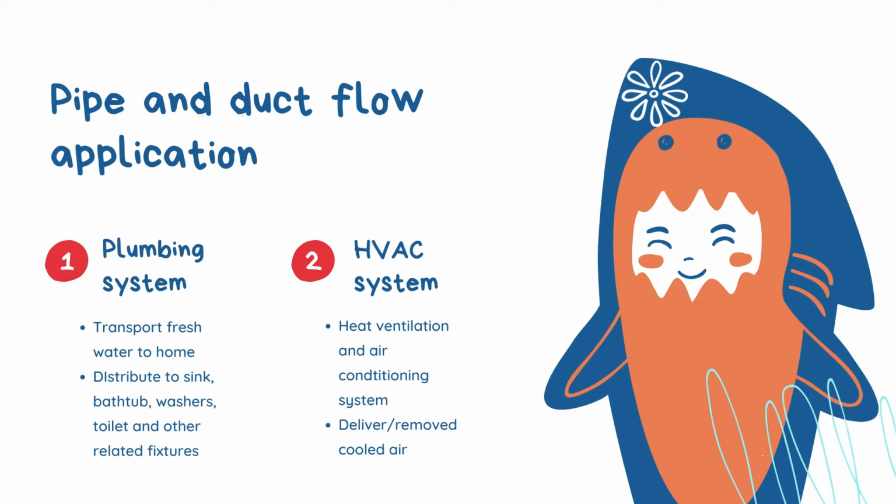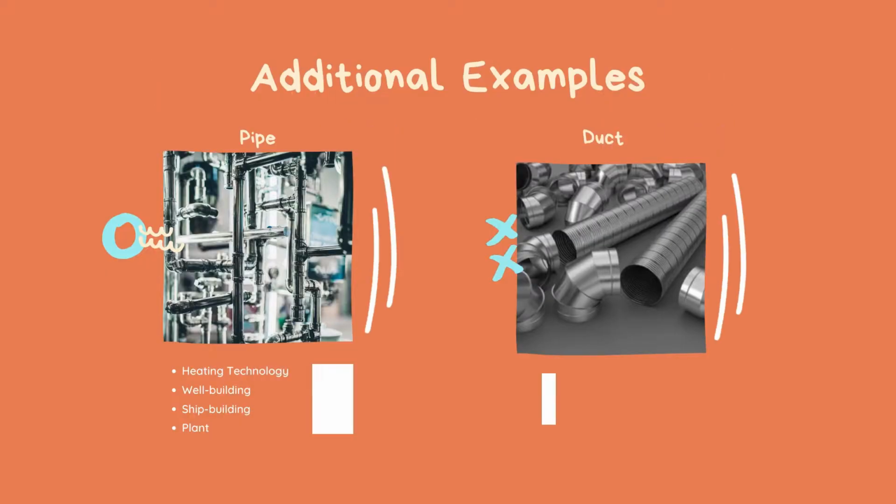Next, for ducts, the example in real life is the HVAC system. In the HVAC system, ducts are used to deliver or remove cool air to different rooms and return it back to the HVAC system. So this is another example of the applications.